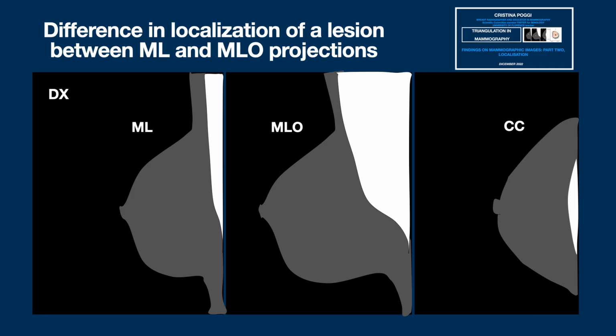This is to remind you what it means to triangulate a lesion, for which you need superior-inferior information obtained from the lateral projection. For more information on this topic, please refer to the series on triangulation on this channel.